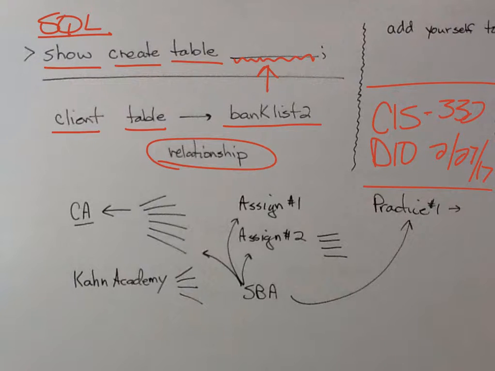We talked about the relationship between those, where you're in the client you put in which bank they had and how you tied that back to the attribute in bank list. And then I went back and reviewed.